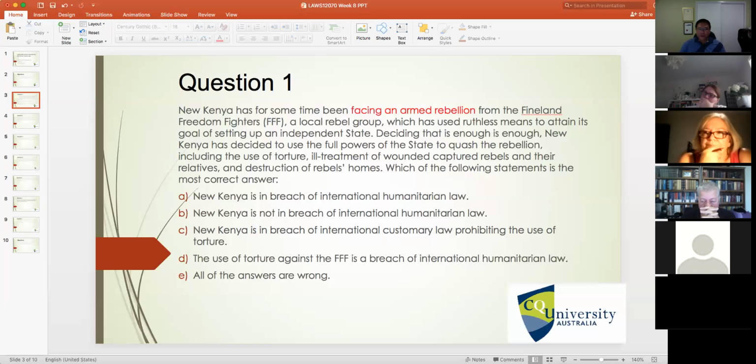Okay, now, in relation to letter D, the use of torture against the Fineland freedom fighters is a breach of international humanitarian law. If we say that international humanitarian law does not apply in relation to question 1, because the armed rebellion does not attract the application of international humanitarian law because it's just an armed rebellion, then in that case, the use of torture cannot be said to be a breach of international law, simply because international humanitarian law will not apply in the circumstances. So the correct answer should be New Kenya is not in breach of international humanitarian law.